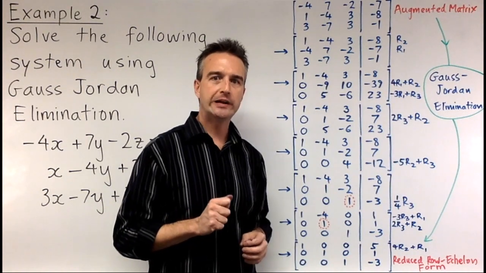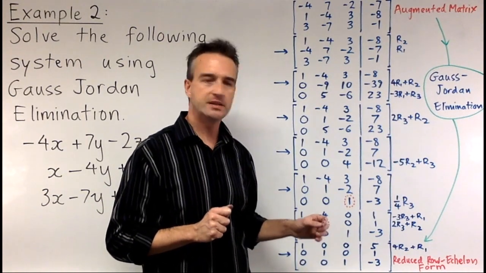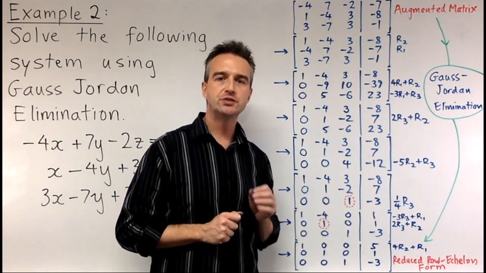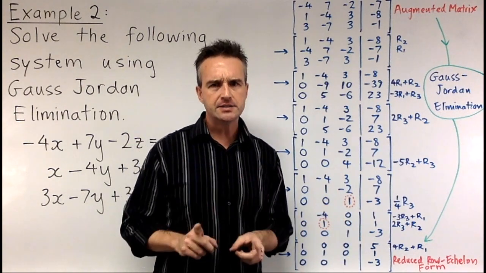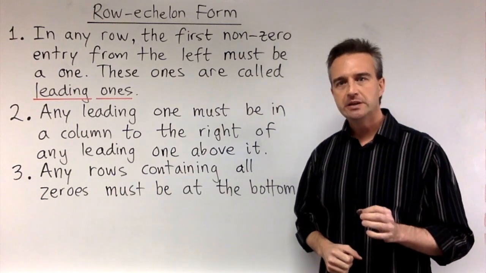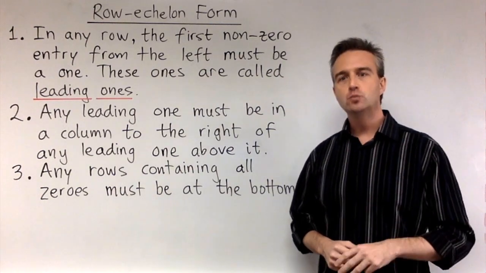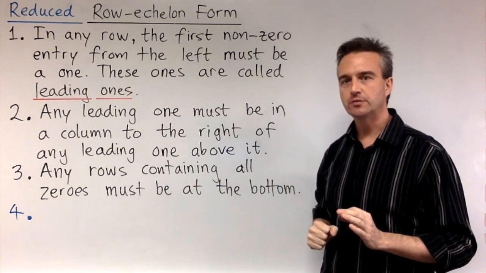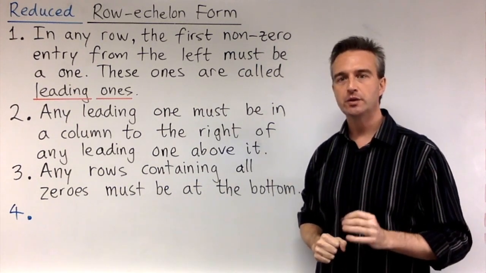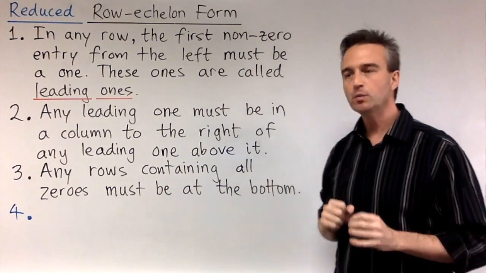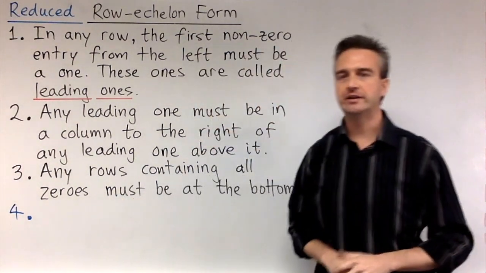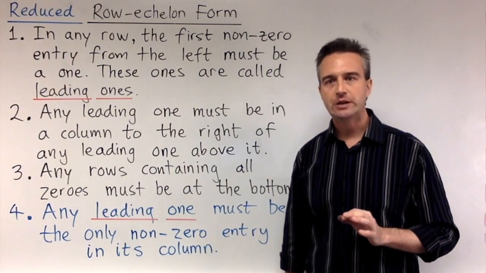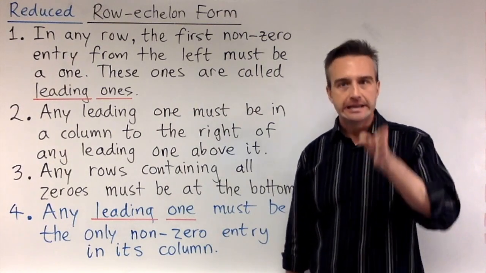Before we go ahead and write our final solution, the x, y, and z, we're just going to stop and look closely at exactly what reduced row echelon form is. Let's take a look. So by now we should be familiar with the 3 criteria for row echelon form. For a matrix to be in reduced row echelon form, it must satisfy all the criteria for row echelon form with one final 4th criteria. And that criteria states, any leading one must be the only non-zero entry in its column.